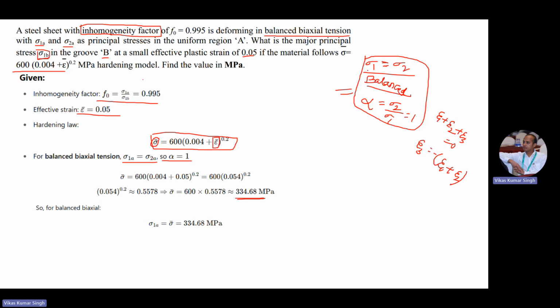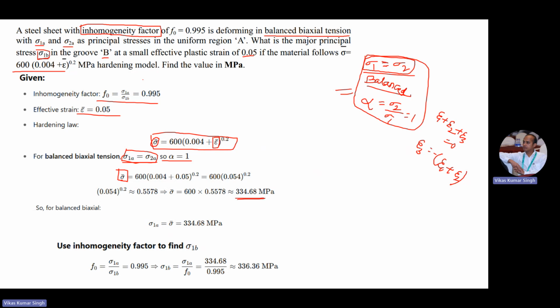Now we know that for balanced biaxial, sigma 1 equal to sigma 2. So directly we can say sigma 1A equal to sigma 2A, and this is equal to this value. Whatever value is coming will be equal to sigma effective, and this is equal to our sigma 1B, considering the inhomogeneity factor. So if the inhomogeneity factor is 1, this will be equal to this. Why?